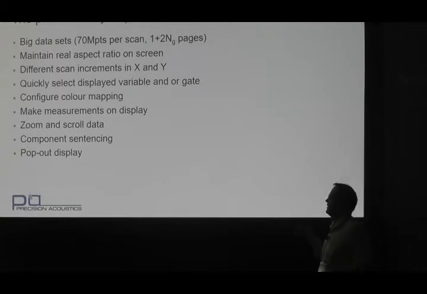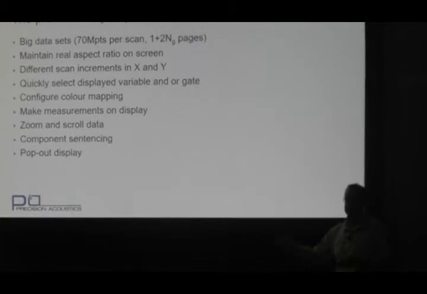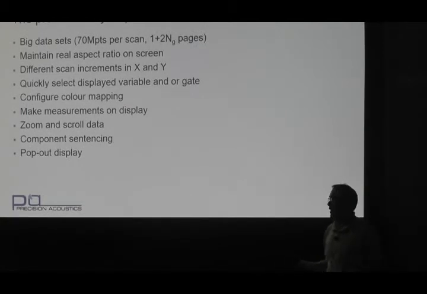I need to be able to maintain an aspect ratio. So they're scanning a real thing. They want to make sure that their images are displayed in the right shapes. So something that was square on their piece of material is going to be square on the screen. But they want to do that even though they may not have scanned their thing with the same increments in both axes of the scan.